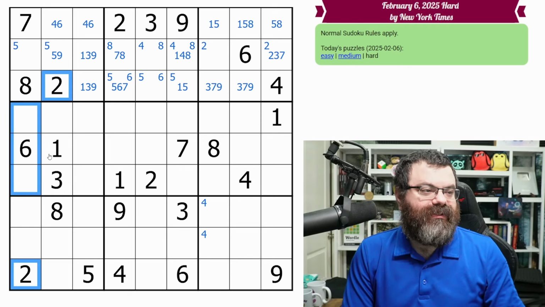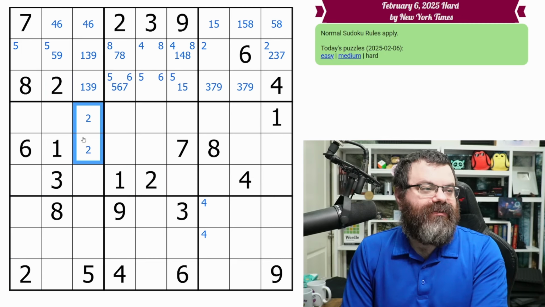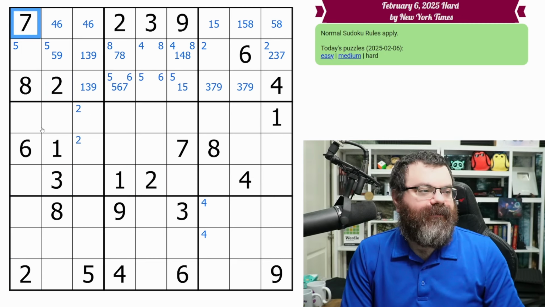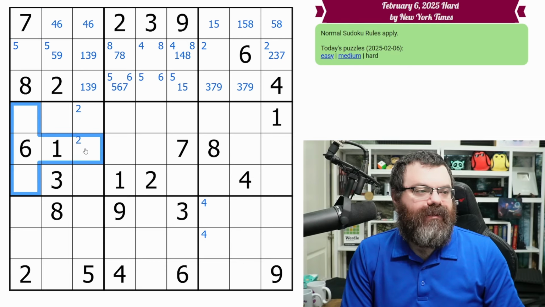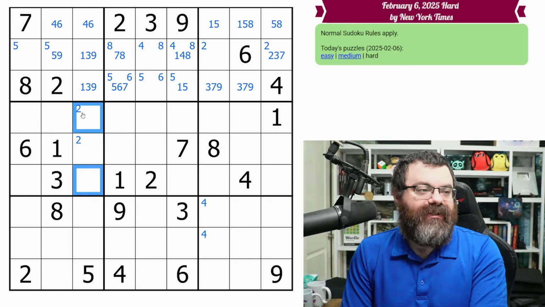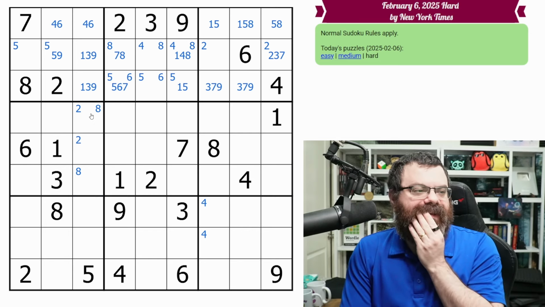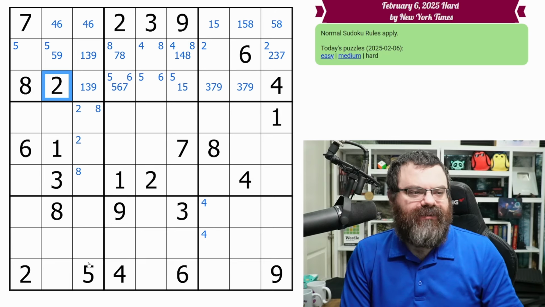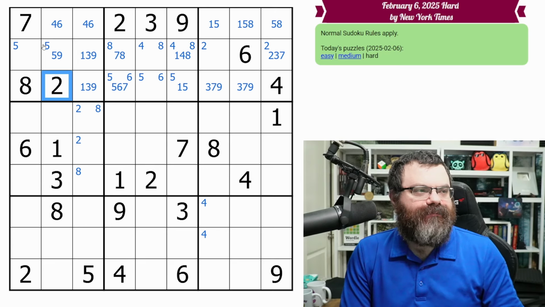So the 2s, I'll look in, putting a 2 in one of these two. The 7, I'm not really seeing anything with 7. The 8 ends up in one of these two. Okay. So 2, 7, and 8. Looking to see if there's anything else going on here. Not that I can tell.